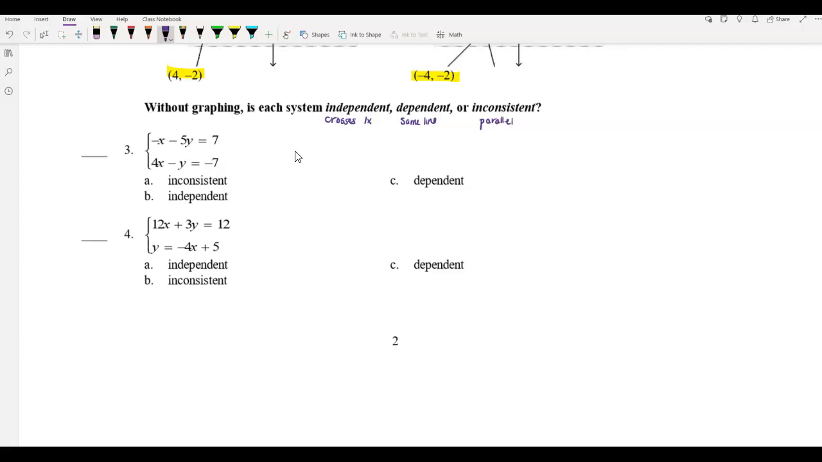All right, so to do that, we need to make sure we're getting each option into slope-intercept form. So let's get it into slope-intercept form. So problem 1, we have -x minus 5y equals 7. We want to isolate that y. So we're going to add x to both sides.